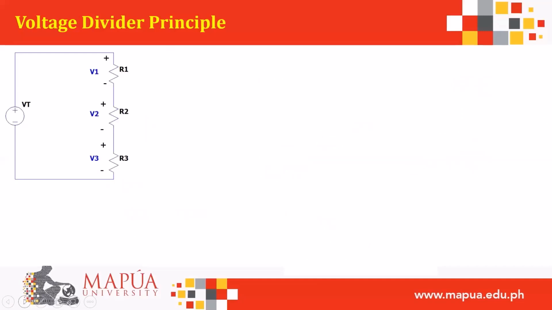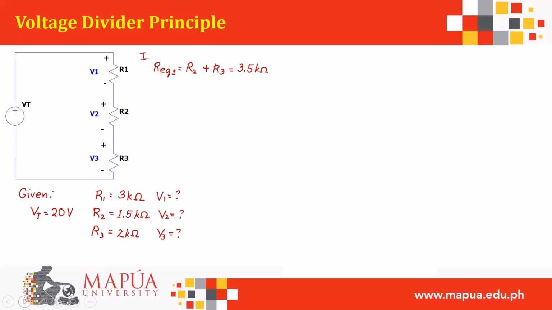Let's start this next example. Here there are more than 2 resistors involved, so let's try solving this one. Given is 20 volts total voltage. R sub 1 is 3 kilo ohms, R sub 2 is 1.5 kilo ohms, and R sub 3 is 2 kilo ohms. What are the voltage drops across each of the resistors? V sub 1, V sub 2, and V sub 3.